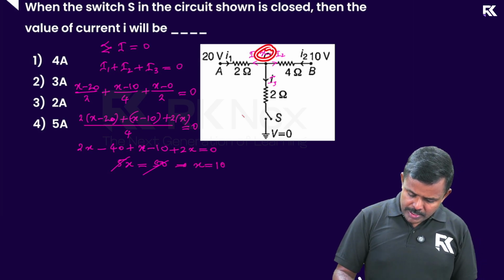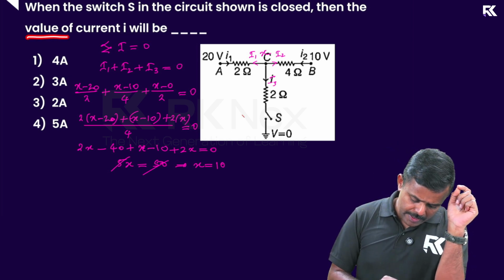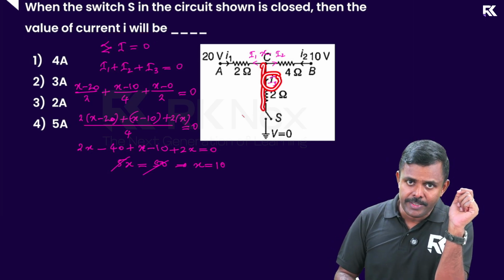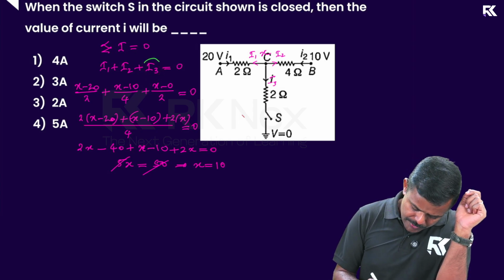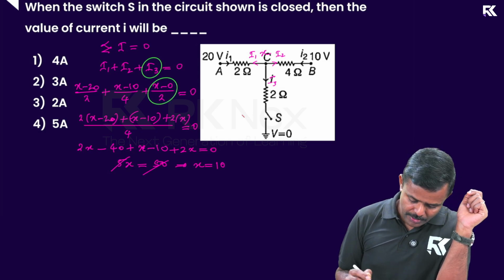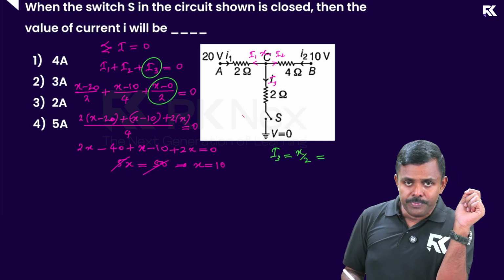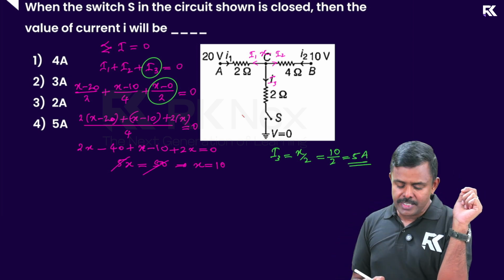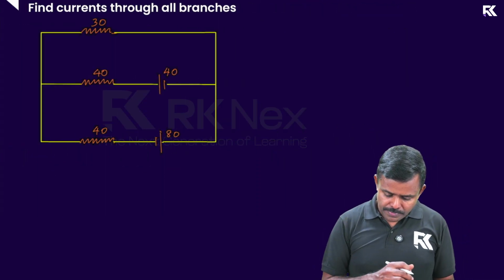Now I got the potential at this location as 10 volts. The question is to find the current through the switch. I have to find this current, right? So this current was called I3, and I3 was written as X by 2 here, right? So I'm going to take the third current now. I3 is equal to X by 2. The X value is already found, it is 10, and 10 by 2 is 5. So the answer is 5 amperes. Option 4 is correct. So let's go to the next one now.